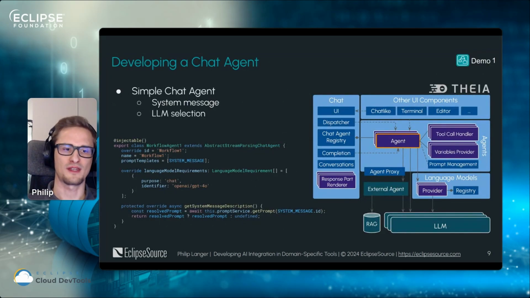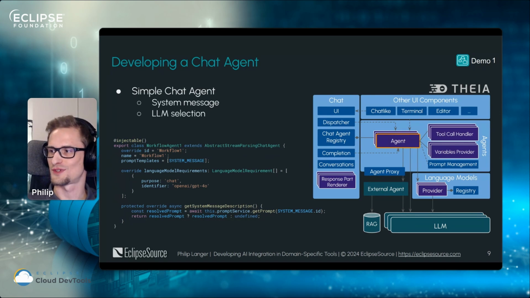So creating an agent in Theia AI is really simple. You basically just create one class that extends, for instance, a streaming agent. You give the agent a name. Then you set the system message. That's the message we just saw on the previous slide. And then you register it and specify which language model you want to have. Once you have that, it's already available in your IDE, so that you can chat with it.